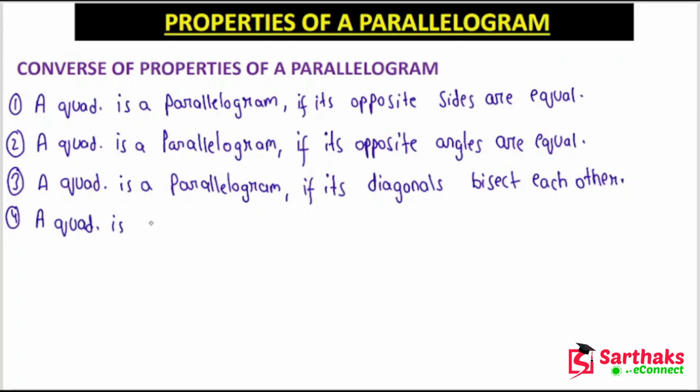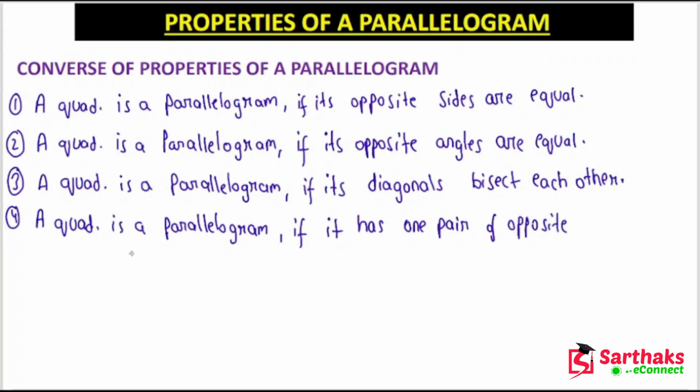A quadrilateral is a parallelogram if it has one pair of opposite sides parallel and equal, right? So we can call a quadrilateral a parallelogram if we have information regarding only one pair, but they should be both parallel and equal. Okay, so let me tell you, if both the pairs are parallel, then also a parallelogram. Both the pairs are equal, then also a parallelogram. But if only one pair is both parallel and equal, then it is also a parallelogram, right?